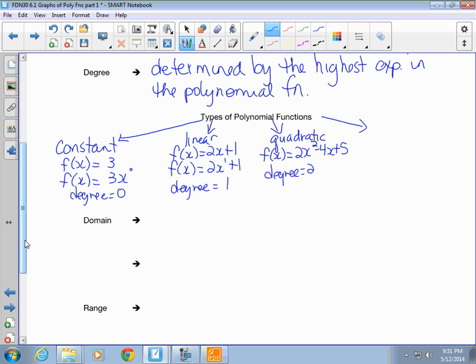And then we deal with cubics. And we do go higher than that, but those are the 3 main ones. Well, I guess 4, counting the constant function too. So an example of this is f(x) is equal to 5x cubed minus 4x squared plus 2x minus 1. So the degree for this is 3.